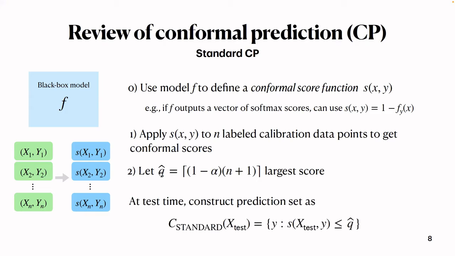And then at test time, to construct our prediction sets, we'll plug in test values of Y. And for values of Y where the conformal score function evaluates to be less than Q hat, we're going to include those values of Y in our prediction set. So any questions there? Feel free to stop me at any time if you have questions.